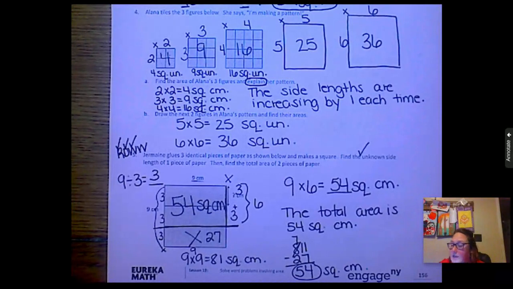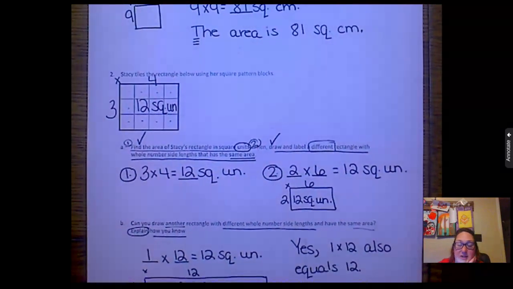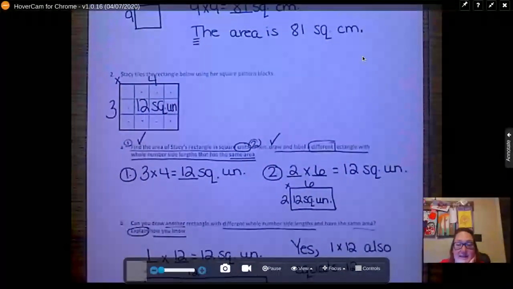But super job today. We kind of took what we've been working on with area for the past couple weeks, and we brought it all together into word problems, which I think we've gotten really good at. So good job today, and I will see you for our next lesson.